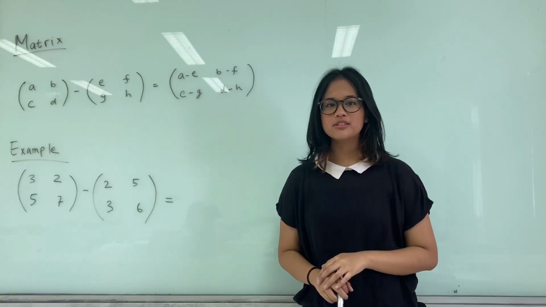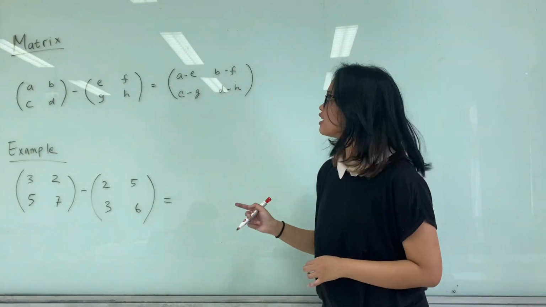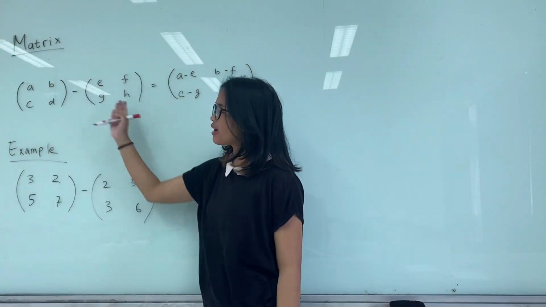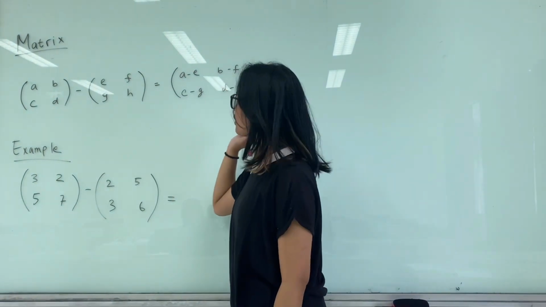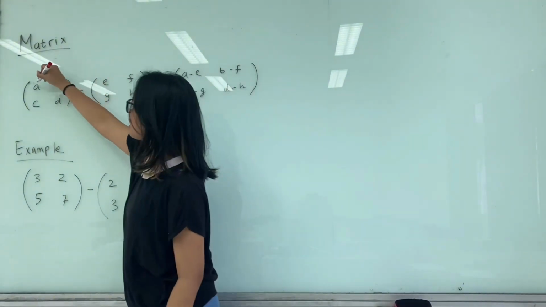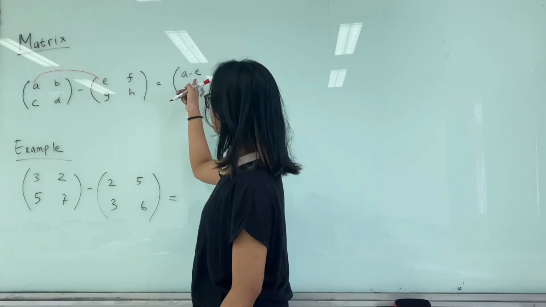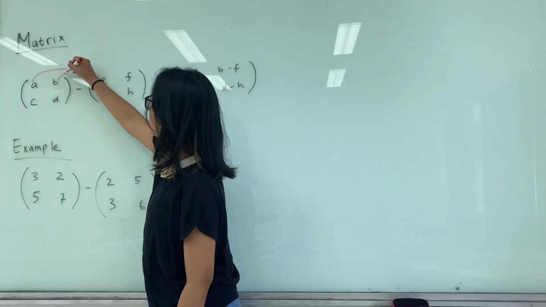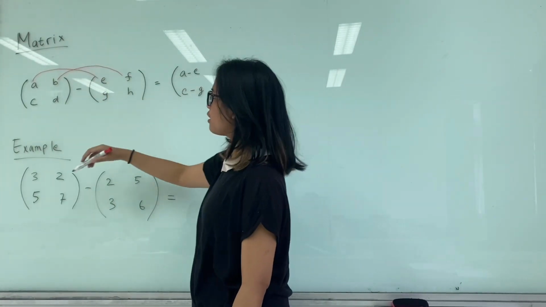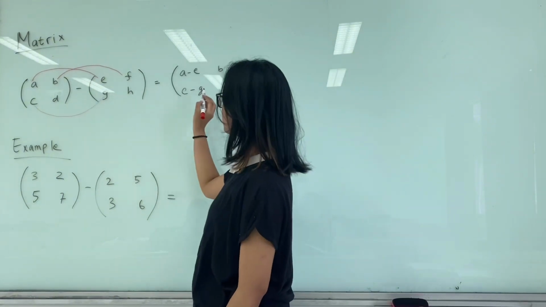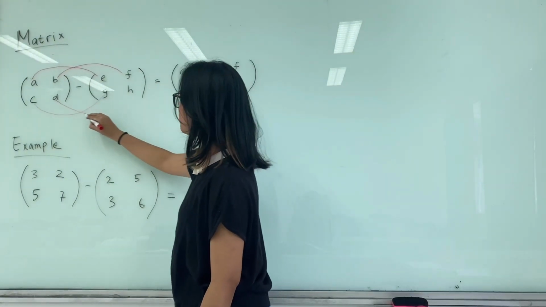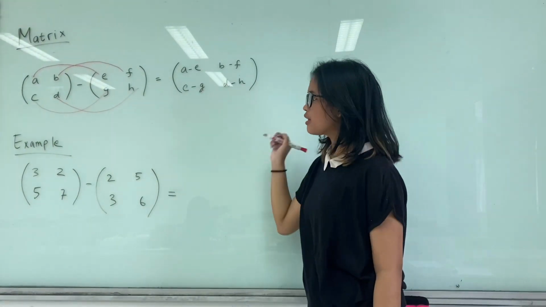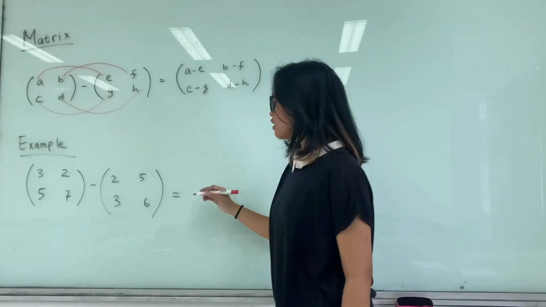Okay, so we're going to talk about subtraction in matrix. As you can see, we have 2 matrices here. So how it works is matrix A minus matrix E, matrix B minus matrix F, matrix C minus matrix G, and matrix D minus matrix H. So we have an example here.